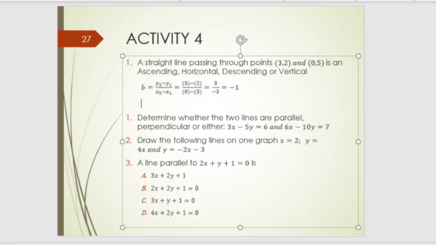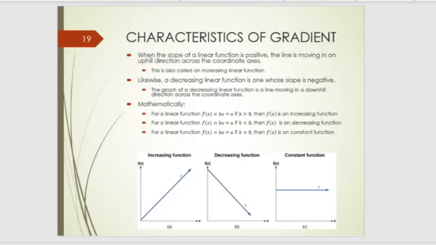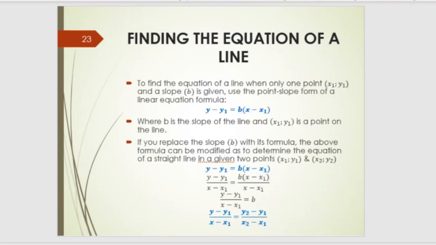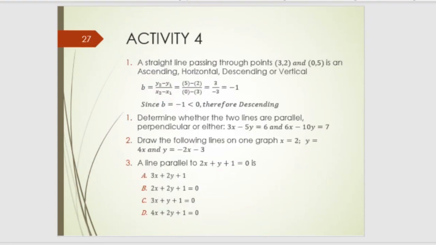Now, is the line that we're going to have here ascending, horizontal, descending, or vertical, based on the characteristics of the slope? Since b is equal to negative 1, which is less than 0, therefore it is descending. Is that not what the screen is saying here? If the slope is negative, it means it's descending. I think there is an equation that we need to draw so that you will be able to see this when we plot the graph. Indeed, it is descending.